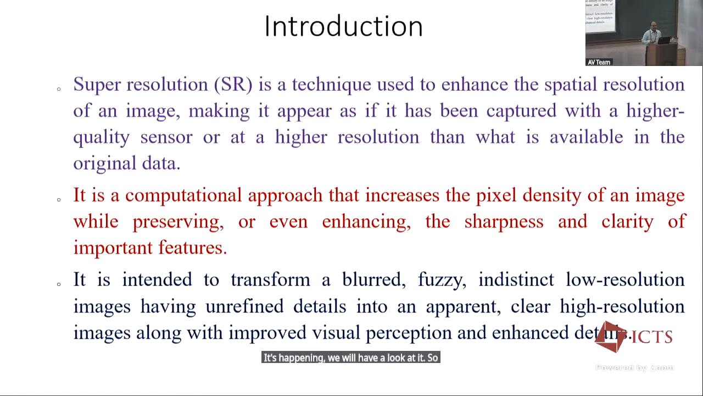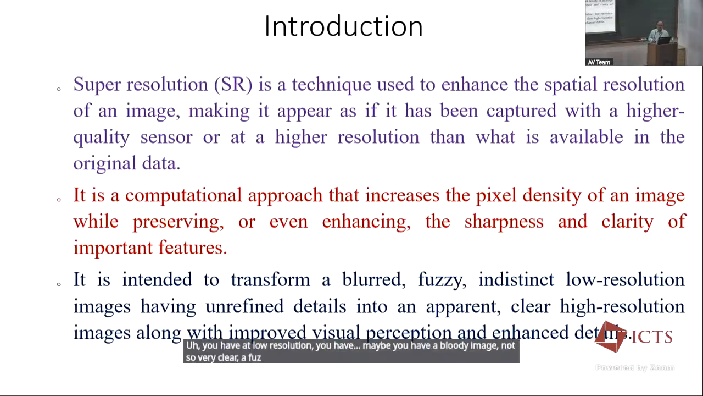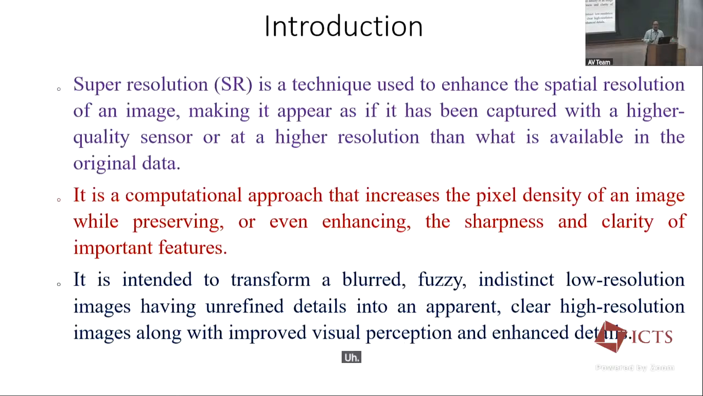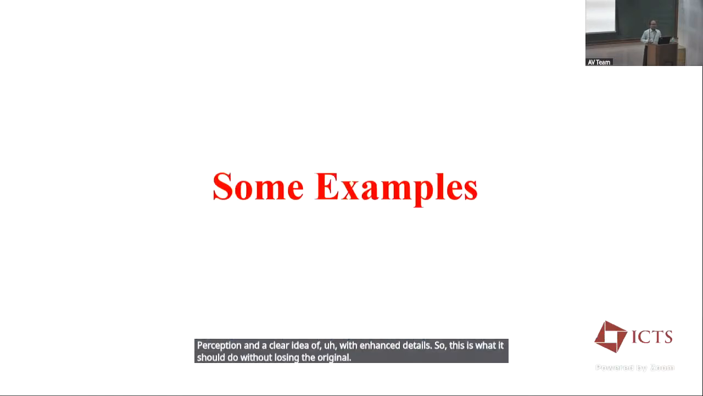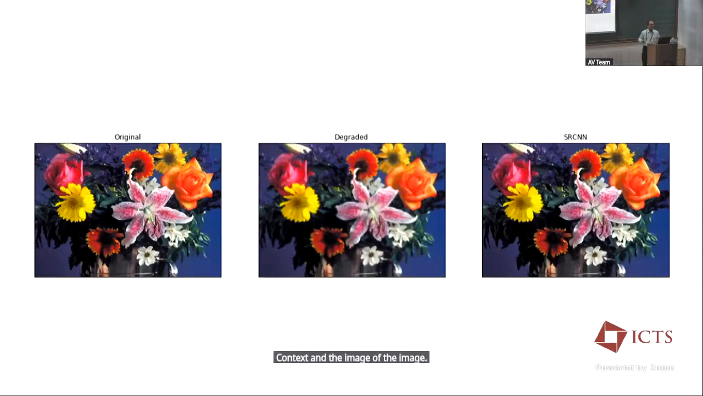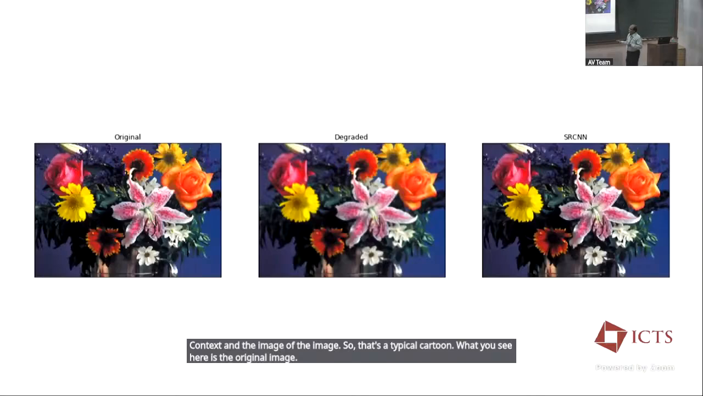So it is intended to transform a low resolution image, which may be blurry, not very clear, fuzzy, or have unrefined details. In the high resolution, you will get a clear perception and a clear idea of the enhanced details. This is what it should do without losing the original context of the image. That's a typical cartoon. What you see here is the original image. That's a degraded image, supposedly.